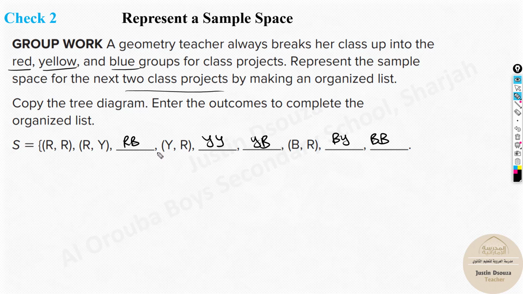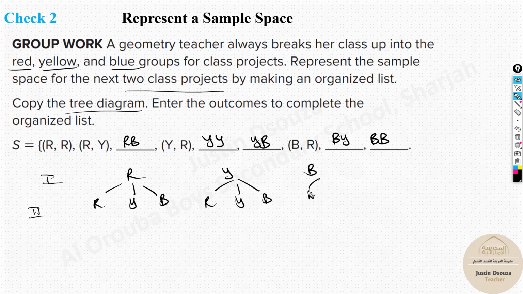But what if it's a tree diagram? Because I mentioned I'll just do a tree diagram. Let's consider the first project. What are the possibilities? Red, yellow, blue, right? For the second project now, this red has how many possibilities? Again, three. Red, yellow, blue. Again over here, R, Y, B. R, Y, and lastly B.